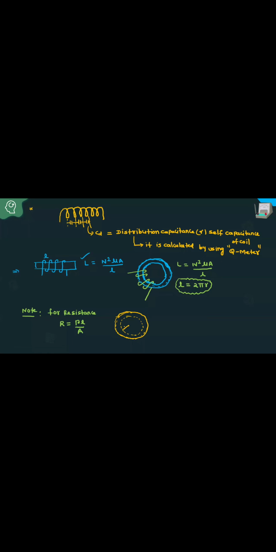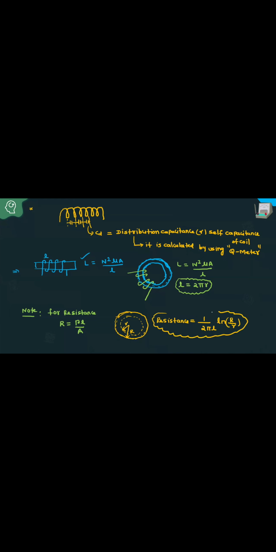This is the inner radius, and this is the outer radius. Then for this case, how to calculate the resistance? Capital R is the outer radius, small r is the inner radius. Then the resistance equals 1 by 2 pi l, ln of capital R by small r. This formula also you have to remember.